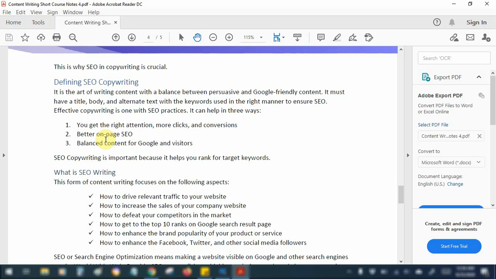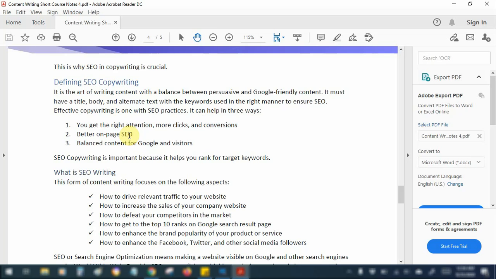And here are 3 ways SEO copy can help. It can help you get the right attention, more clicks and conversions. And this is why if you are working for someone as a copywriter, they will expect you to write meaningful content to get the right attention, something that will attract more clicks with the right call to action, and something that will lead to conversions eventually.